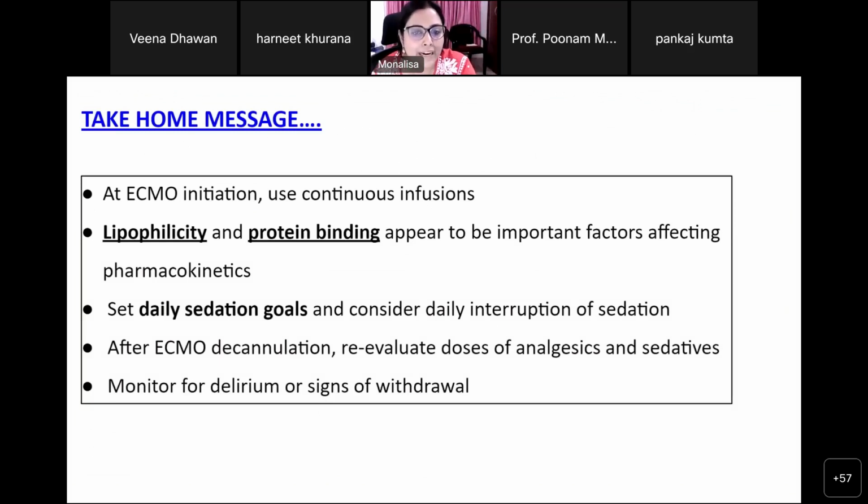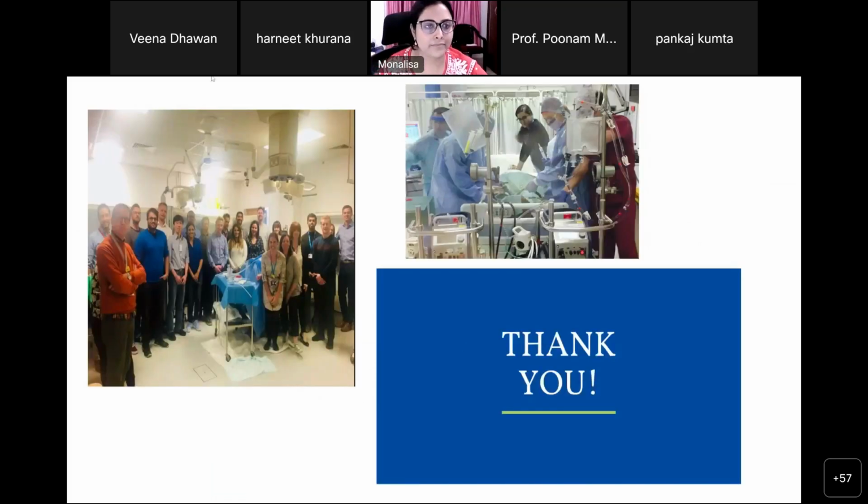The two most important factors which you need to consider are the lipophilicity of the drug and the protein binding of the drug, which is going to affect the pharmacokinetics in ECMO. Set daily sedation goals and consider daily interruption of sedation. And after ECMO decannulation, reevaluate the doses of analgesics and sedatives. You need not give such high doses, and monitor for delirium and signs of withdrawal. Thank you.